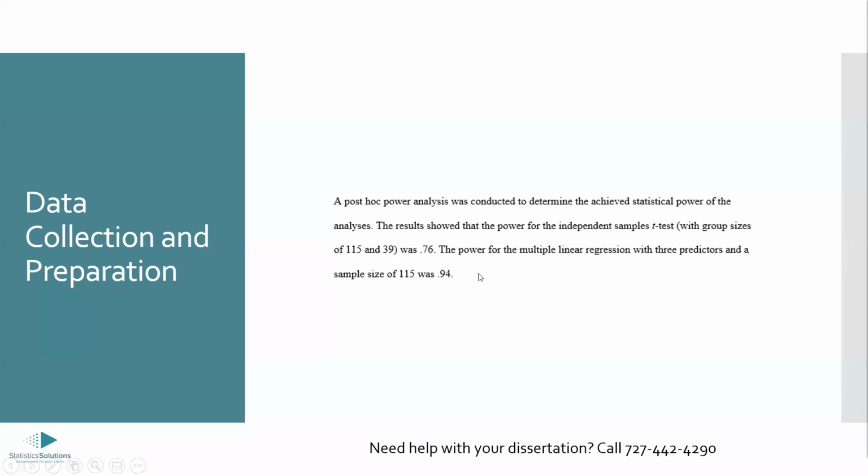And then here's just an example of how you might write up the results of a post-hoc power analysis if you're required to do one. So we state that we're doing a post-hoc power analysis. We state what analyses we're doing it for. In this case, we're doing one for an independent samples t-test and for a regression. And so you'll want to state the sample size that was used in the analysis and then the level of power achieved for each test.